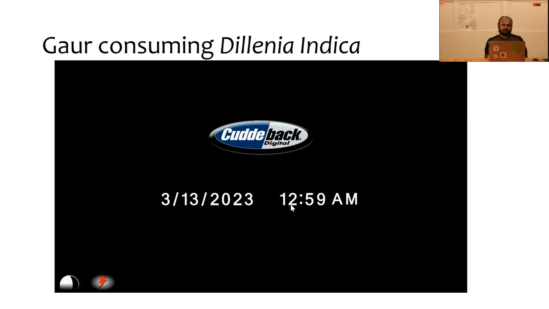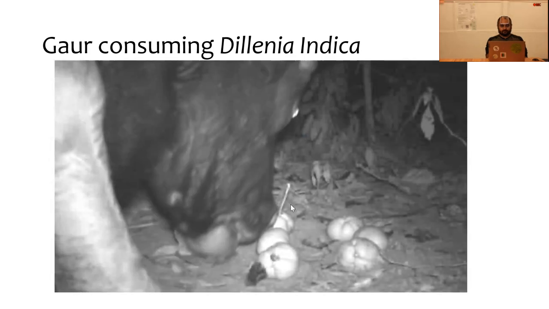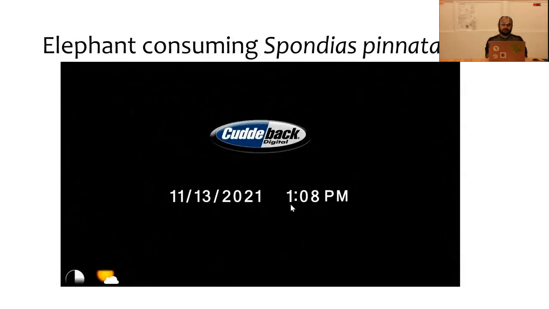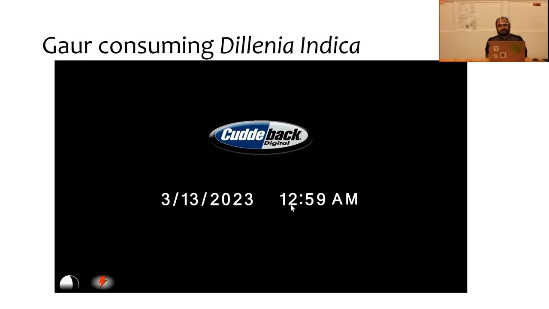Now here a goat is consuming Dillenia indica, which in Assamese is called outenga, and how they are consuming it. With the sound, we have found that they are generally cracking open the whole Dillenia indica. It's a big fruit, around 20 centimeters in diameter, and that's how they uptake the seeds, and most probably they disperse them. Some papers have suggested they disperse Dillenia indica.